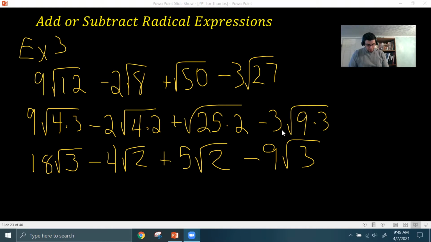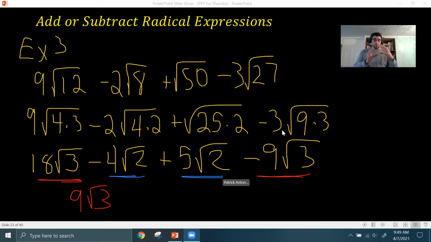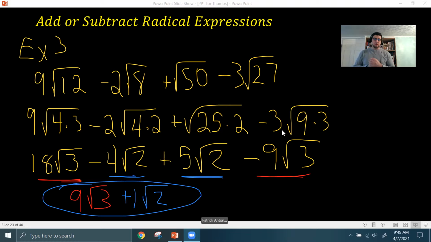Okay, now we can take a peek at like terms. Notice the square roots of 3, there's 2 of them, and that will become 18 minus 9 is 9 square root of 3. And then there are 2 like terms that involve a square root of 2. So be careful here. You have minus 4 square root of 2 plus 5 square root of 2. Minus 4 plus 5 gives you 1 square root of 2. And it's positive, so you'd have plus square root of 2. You don't need to write the 1 there, but if you did, it wouldn't be incorrect. Okay, and then that's our answer, 9 square root of 3 plus 1 square root of 2.